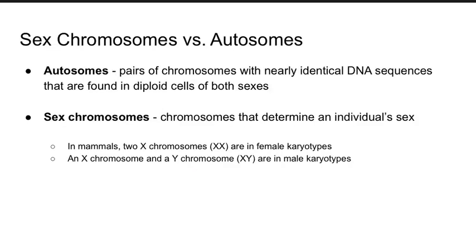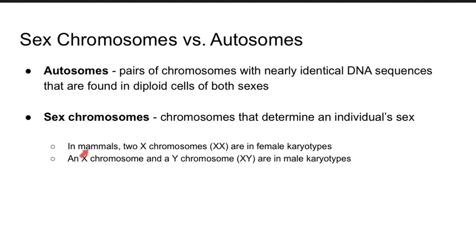I said these terms a few minutes ago, but here they are officially, so make sure you get these into your notes. Autosomes, these are the pairs of chromosomes with nearly identical DNA sequences that are found in diploid cells of both sexes. So these are the non-sex chromosomes. You have 46 chromosomes in total. 44 of them are autosomes. Okay, the sex chromosomes are the chromosomes that determine the individual's sex. Humans have 2 of them. Okay, so a lot more autosomes than sex chromosomes in a human, right? There would be 22 pairs of autosomes and 1 pair of sex chromosomes.